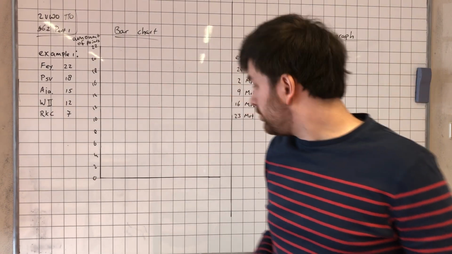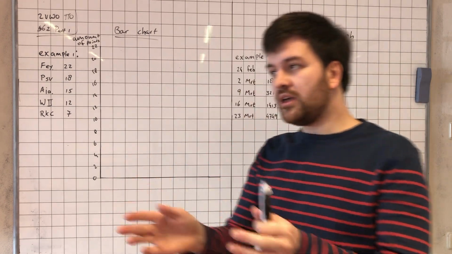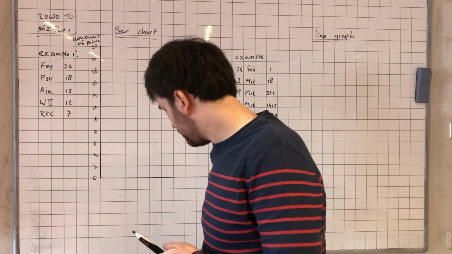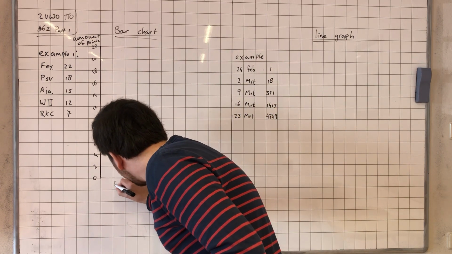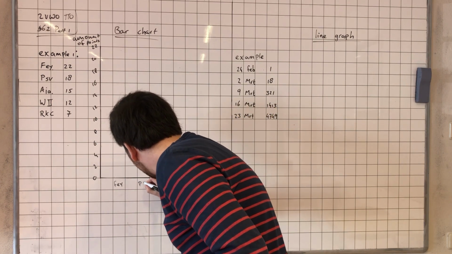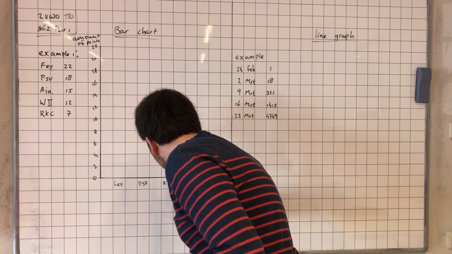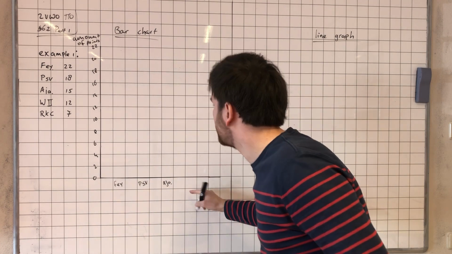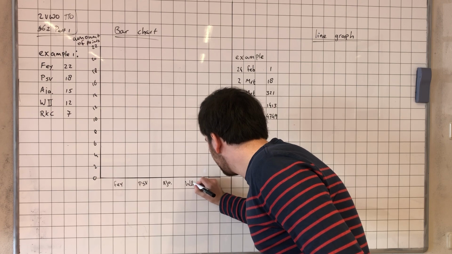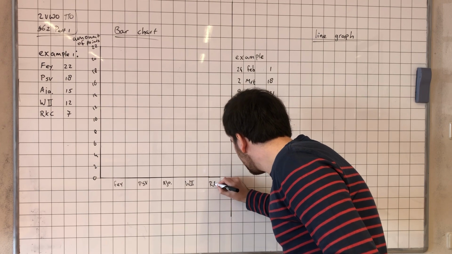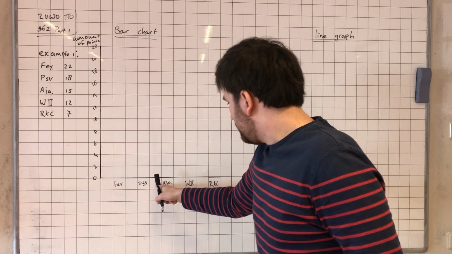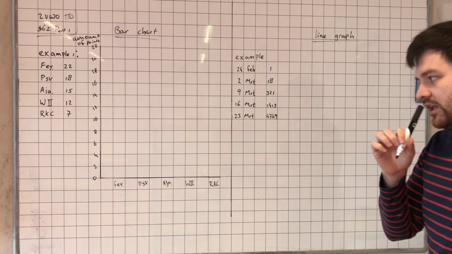In the bar chart, it's important to make sure that you leave spaces in between the bars. So, for example, I'm going to put Feyenoord over here, then PSV, Ajax, Willem II and RKC. Note that there are spaces in between these bars.